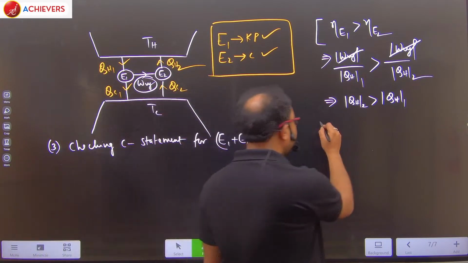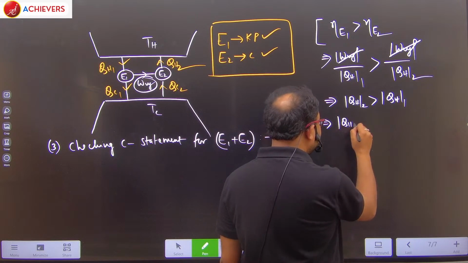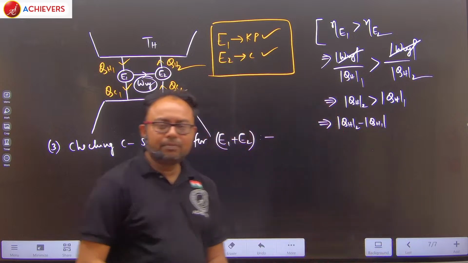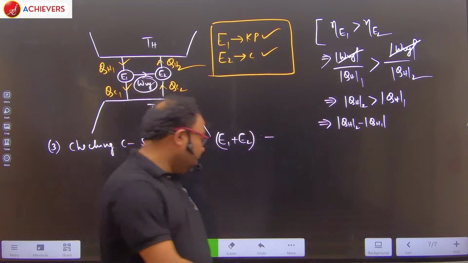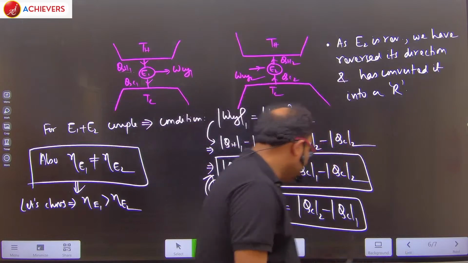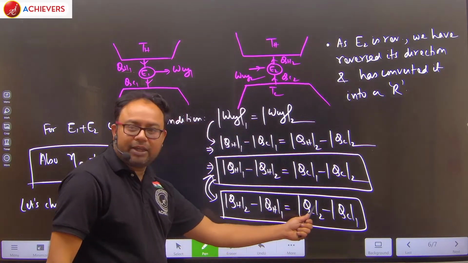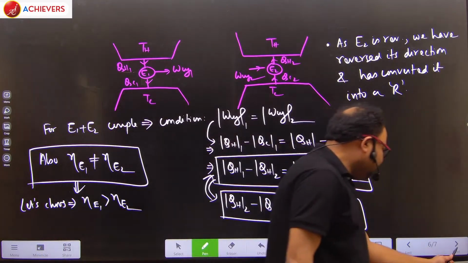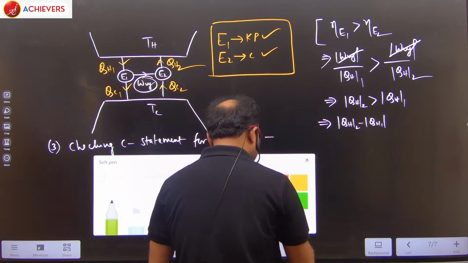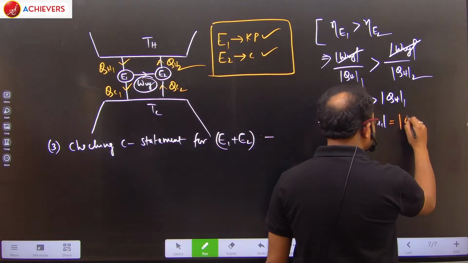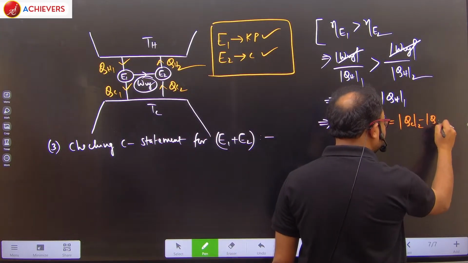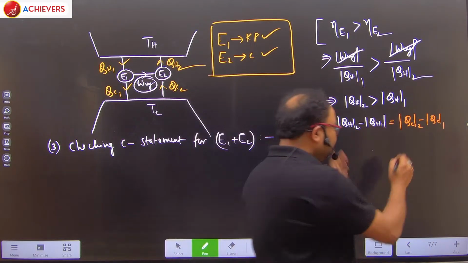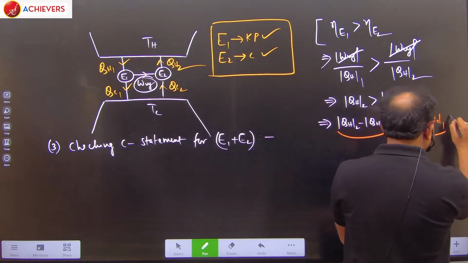That means mod QH2 minus mod QH1 is positive. But we already have mod QH2 minus mod QH1 is mod QC2 minus mod QC1. We have already got that also. So here mod QH2 minus mod QH1 is equal to mod QC2 minus mod QC1. And as mod QH2 is greater than mod QH1, both these terms are positive.